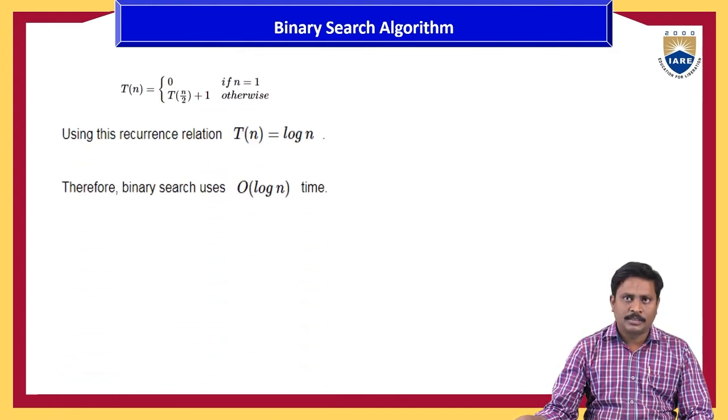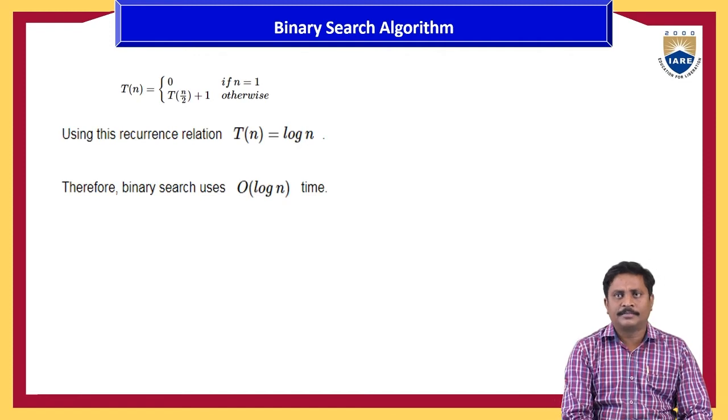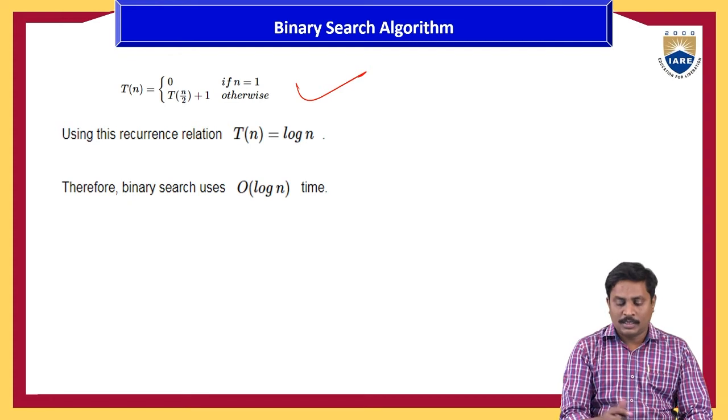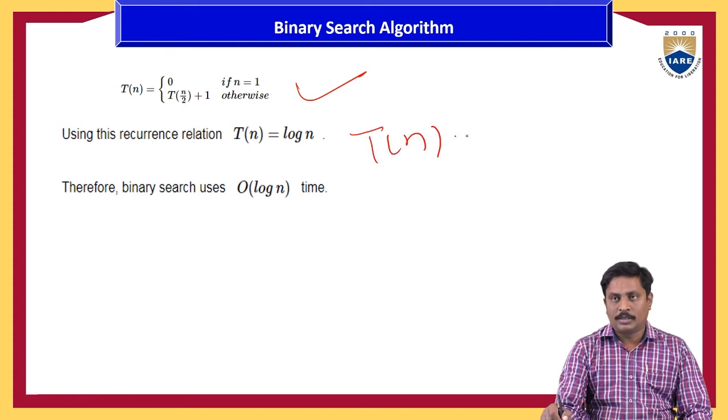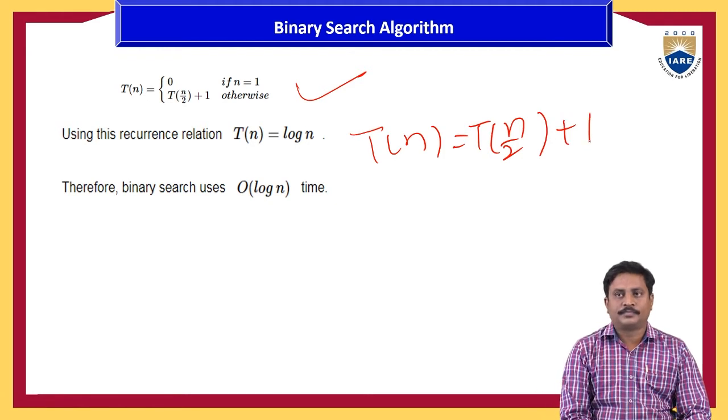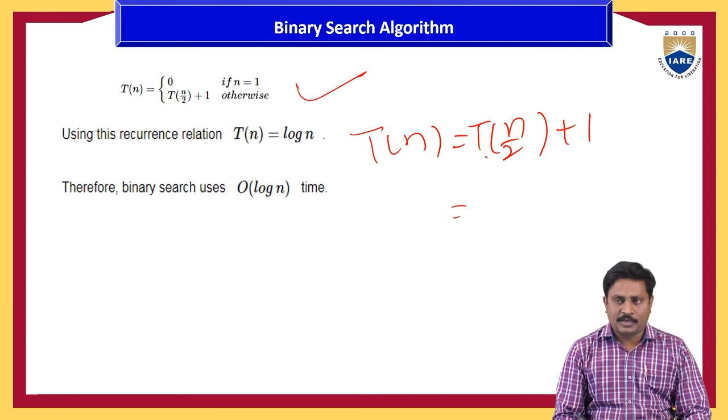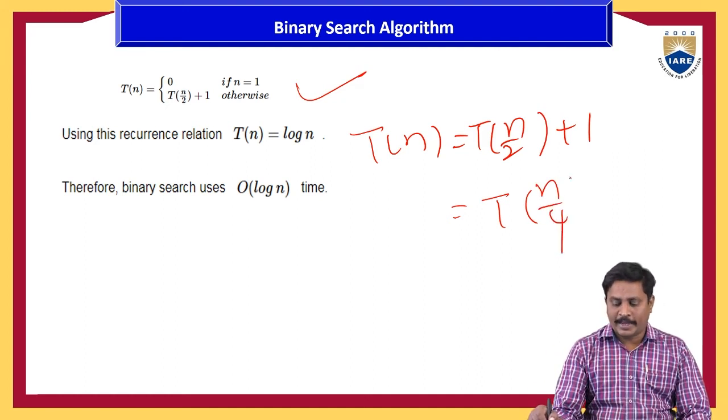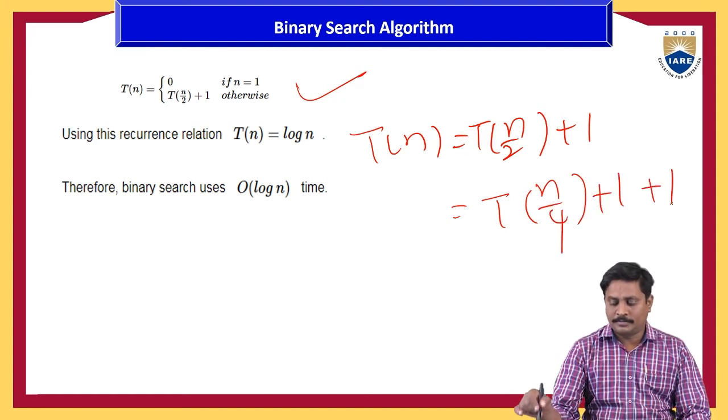Next we see the time complexity. The time complexity of binary search is T of n equal to 0 if n equal to 1, and T of n equal to T of n by 2 plus 1 otherwise. So T of n equals T of n by 2 plus 1. Again, T of n by 2 is in the form of T of n, so we use the same formula: T of n by 2 by 2, that is n by 4, plus 1 plus 1.